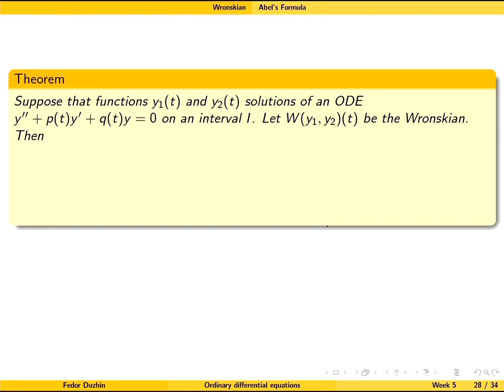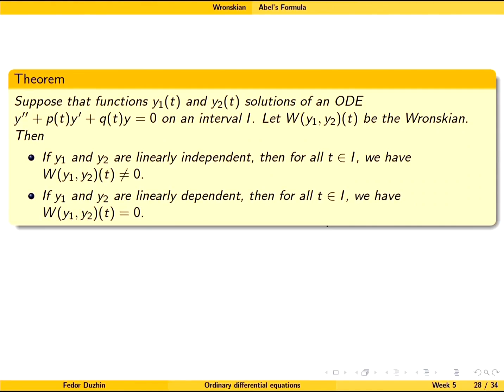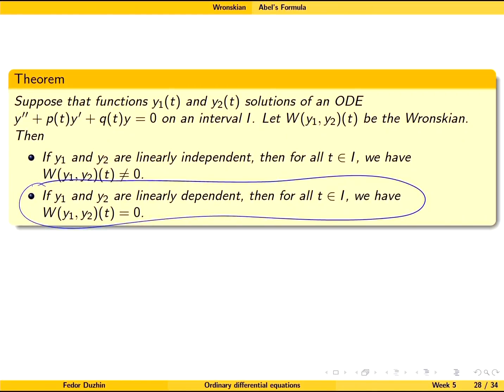Okay, now another theorem. Suppose that functions y1 and y2 are solutions of a homogeneous linear second order differential equation on some interval I. Well, and then let w be their Wronskian. Then there are two possibilities. Either they are linearly independent, in which case the Wronskian is never 0, or they are linearly dependent, then the Wronskian is constant 0. Now let me explain again. The second part is obvious, and we already proved it. From Abel's formula, it follows that the Wronskian is either constant 0 or is never 0.